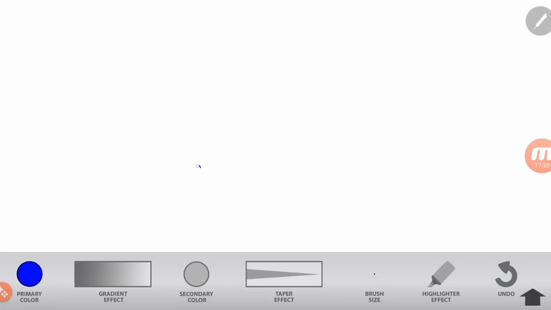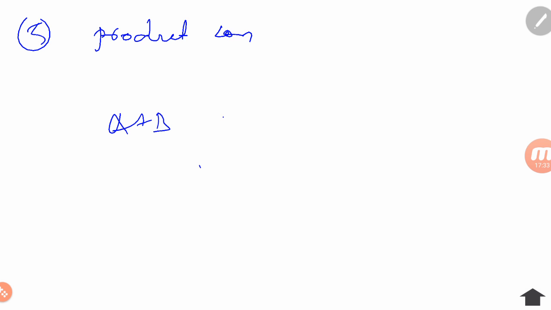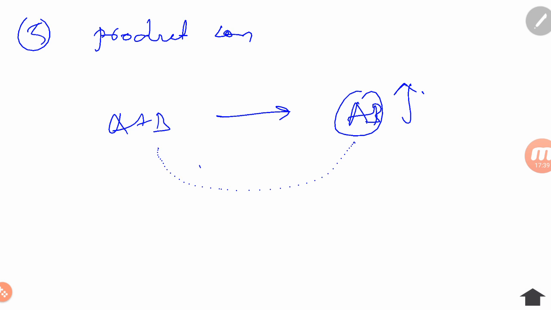So we are done with the fourth factor. Now we are moving towards the fifth factor. The fifth factor is the effect of the product concentration. Means A plus B is somewhere giving AB. AB is the product.